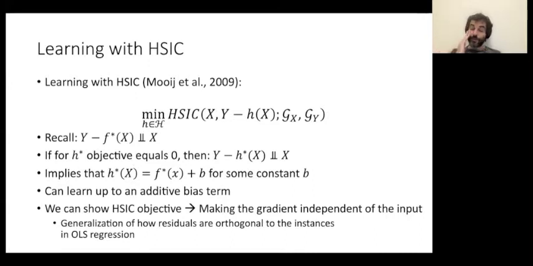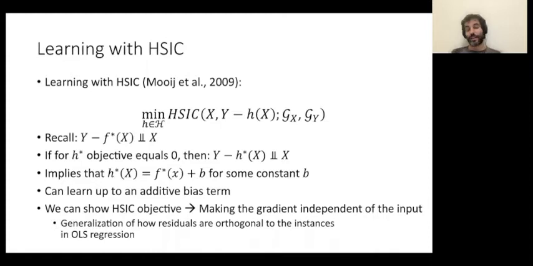And what we further show, and I will go into it, is that in many cases, the HSIC objective also is equivalent to making the gradient of the loss independent of the input. So it's like your x's have no more information about where you should go if you're doing gradient optimization. That's another sense in which it seems like a plausible way to learn.